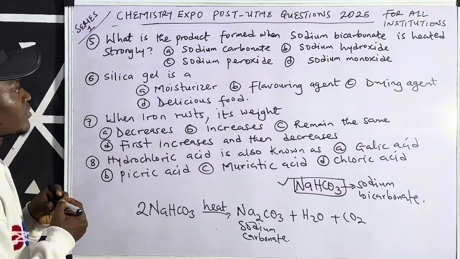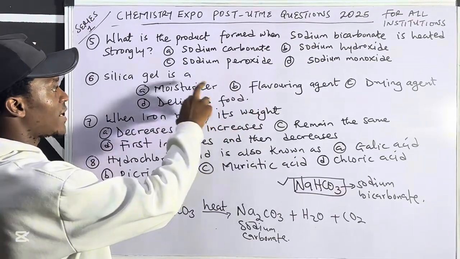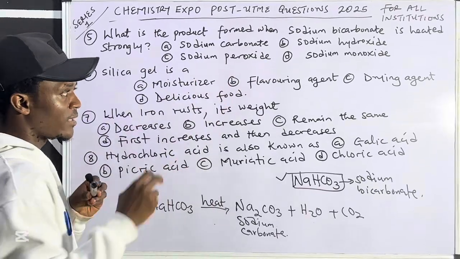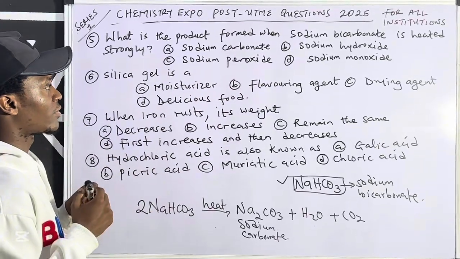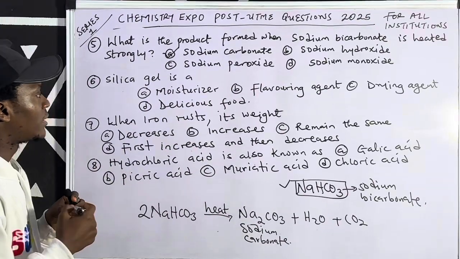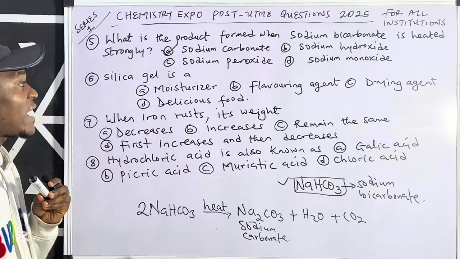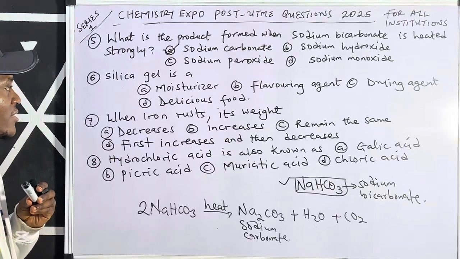So checking the options over there, we have option A, sodium carbonate; B, sodium hydroxide; C, sodium peroxide; and D, sodium monoxide. So the correct option to the question is A, sodium carbonate, which is Na2CO3. The next question, question 6. Silica gel is a dash.